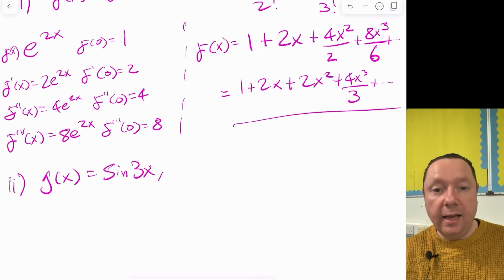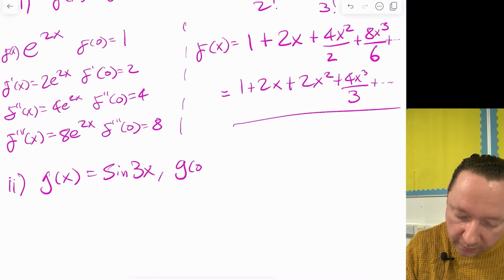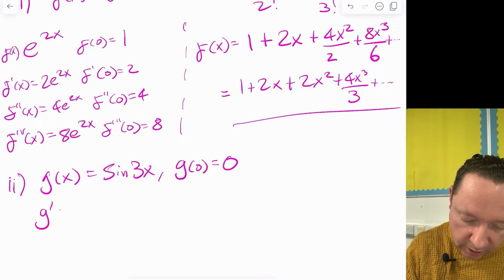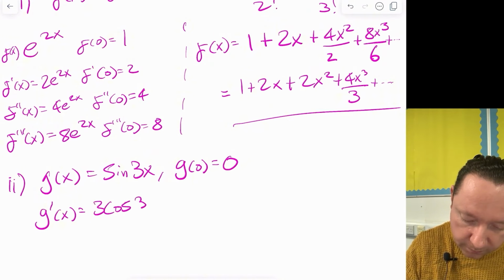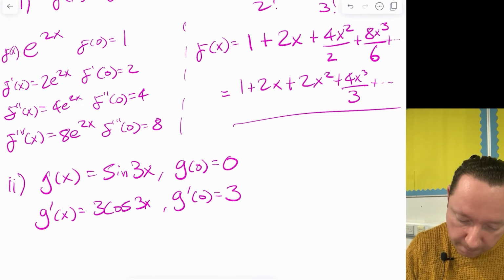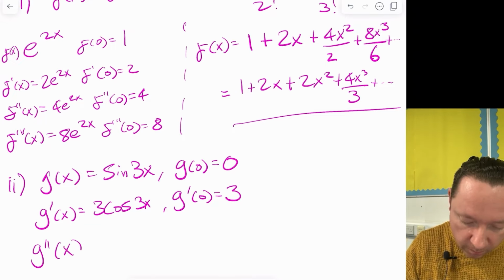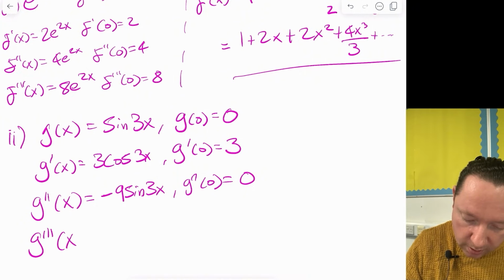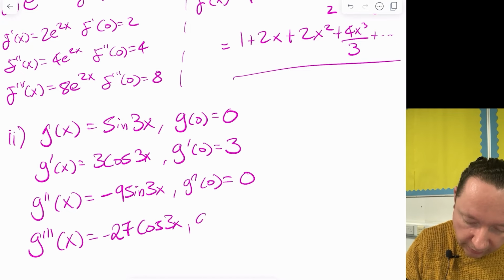This is sine 3x. Again, you might have memorised sine x and just put 3x in, but if not, just start from the beginning. It doesn't take too long. Sine of 0 is 0. That's good. g dash x is 3 cos 3x. So g dash 0, cos of 0 is 1, so that's just 3. g double dash is going to oscillate. We're going to go back to sine. That's going to be minus 9 sine 3x, which means g double dash 0 is still 0. And the triple dash is minus 27 cos 3x. So g triple dash 0 is minus 27.